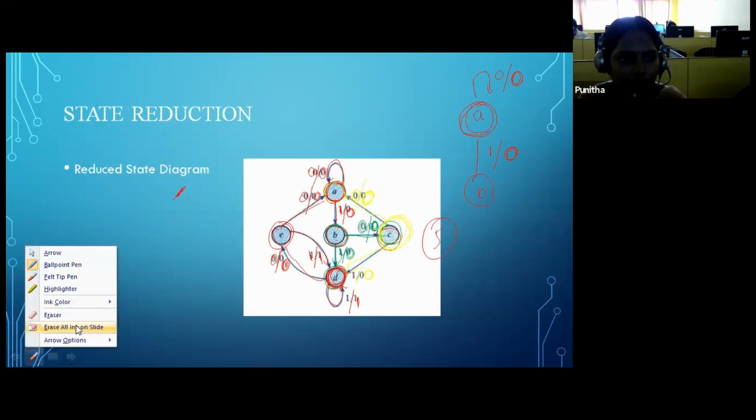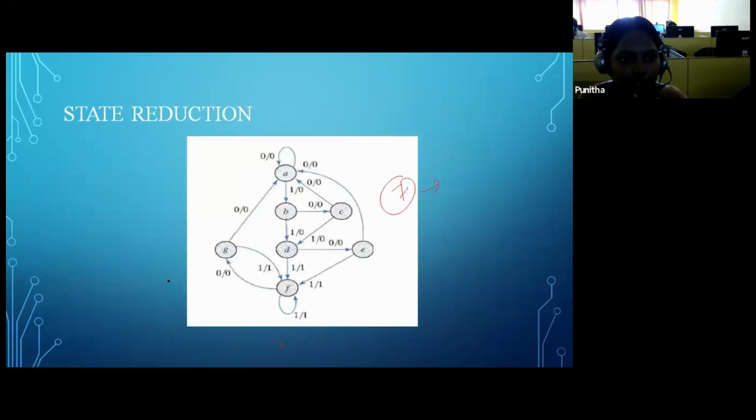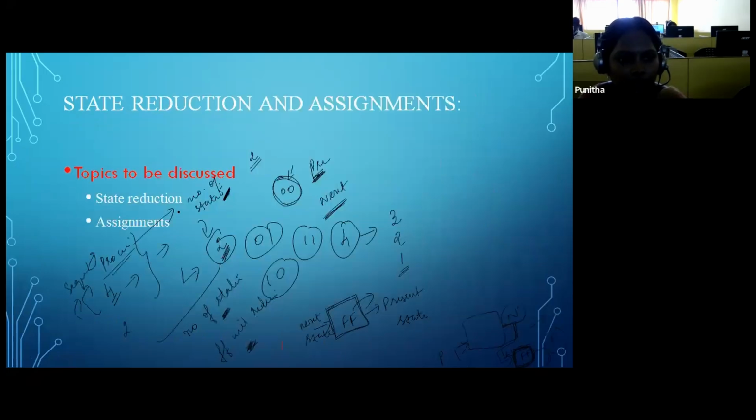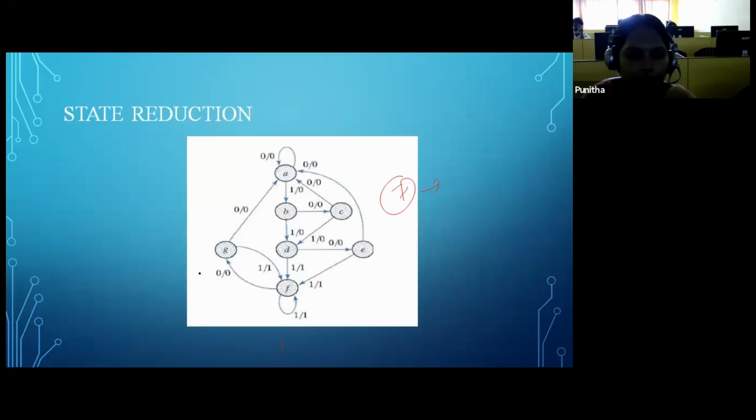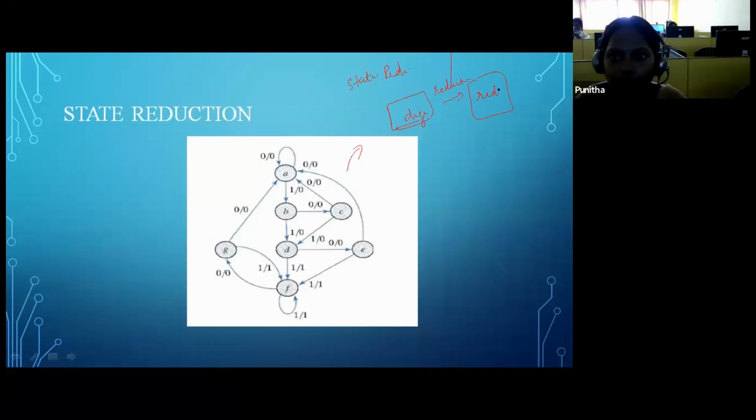This is called state reduction. Listen, for your university exam, if they ask about state reduction, they will give you a diagram. What we have to do is apply the reduction technique and then produce the reduced diagram.